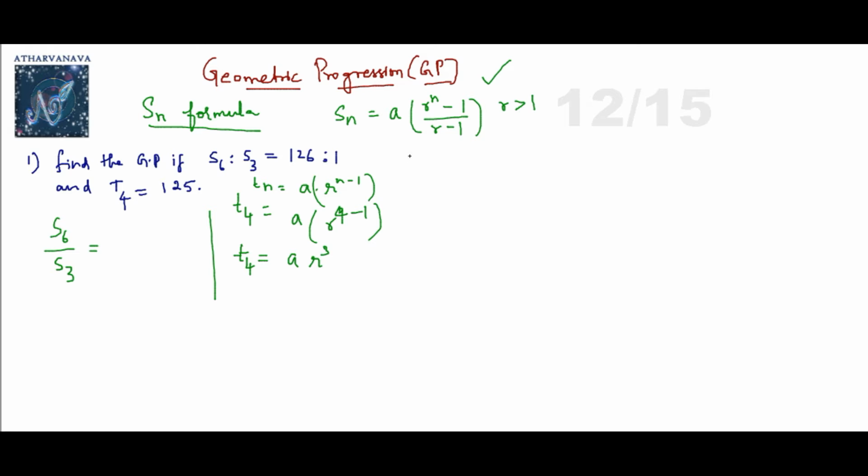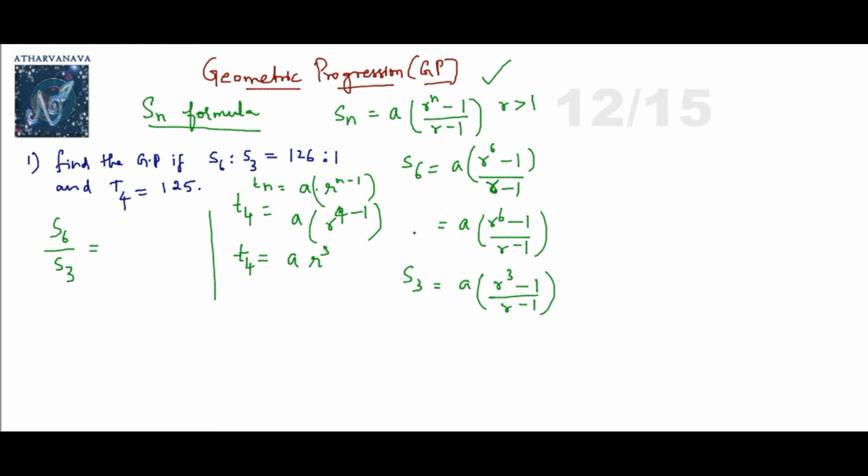So what should S6 be now? A bracket R power 6 minus 1 by R minus 1, correct? So it will become A R power 6 minus 1 by R minus 1. Yes or no? It's the same thing. Similarly you can write S3 also. S3 will be A R power 3 minus 1 by R minus 1. Okay, so S6 is this, S3 is this.